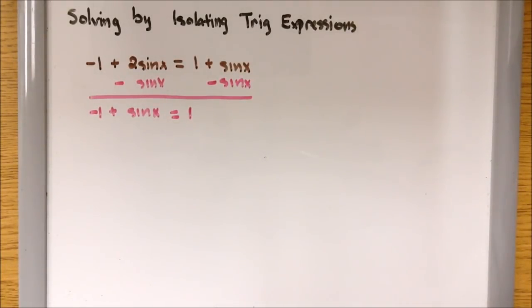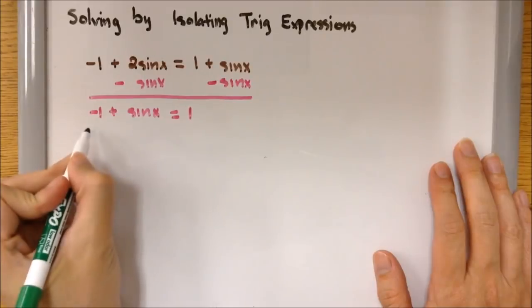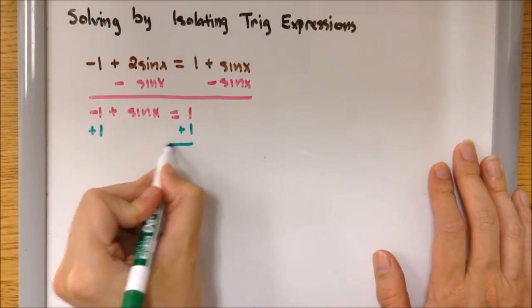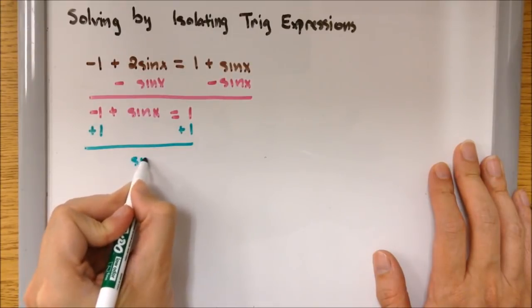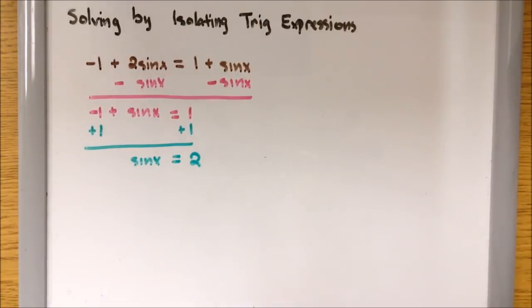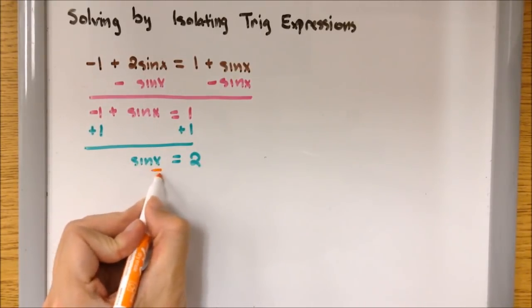And then I get all the numbers to the right side. So here I'm going to cancel out the negative 1 by writing plus 1 on the left and then plus 1 on the right side. So sine of x equals 2. Alright, so basically we're trying to find the value of x, the angle measure, where sine of x equals 2.